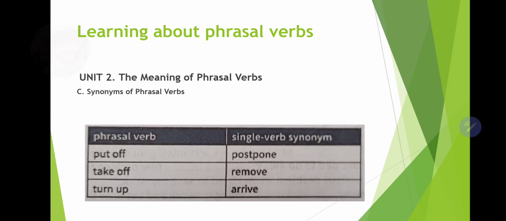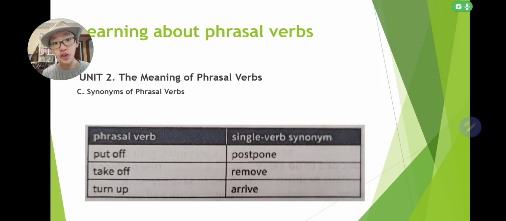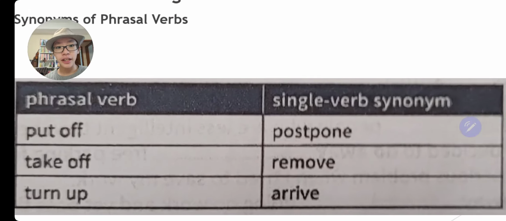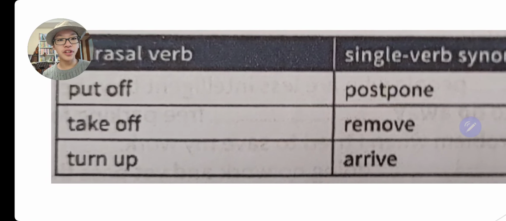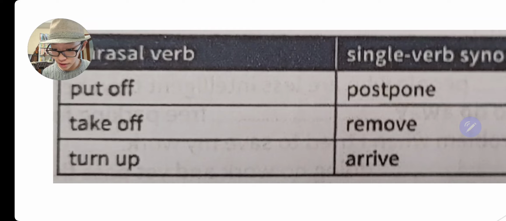And finally, we're going to talk about the meaning of phrasal verbs and the synonyms of phrasal verbs. Single word verbs can also be synonyms to phrasal verbs. Put off is a synonym to postpone. Take off is a synonym to remove. Turn up is a synonym to arrive, and so much more. Like, let's put off the meeting. Let's postpone the meeting. Let's take off our coats. Let's remove our coats. I'm going to turn up later, okay? I'll arrive later, okay?